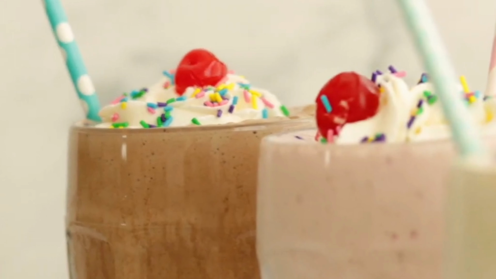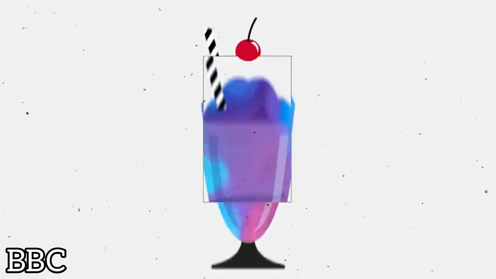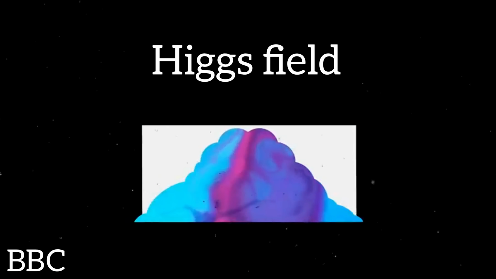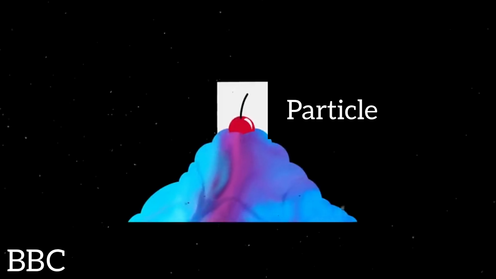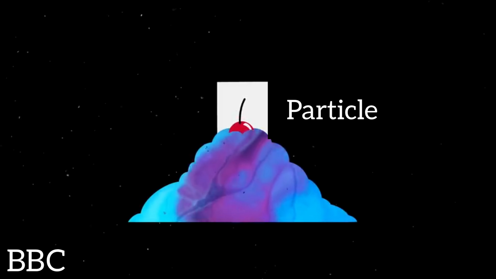When the cherry is impregnated with milkshake, it is more difficult to move, and it may seem that it has more mass when it comes into contact with milkshake. The interaction between the Higgs field and a particle is very close to this.